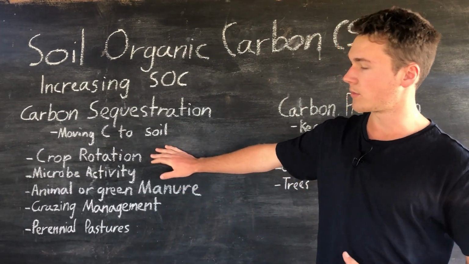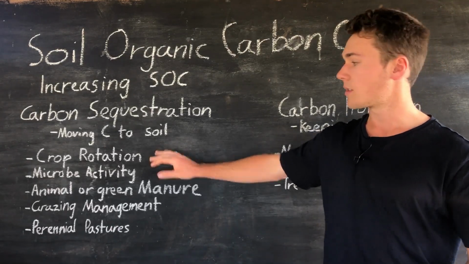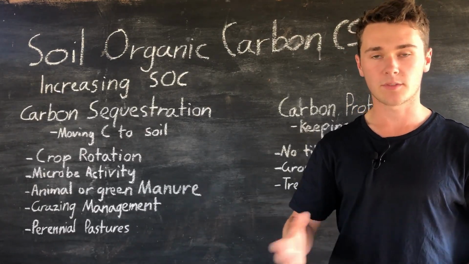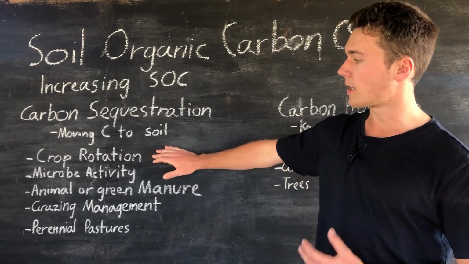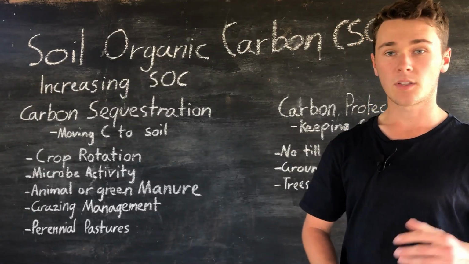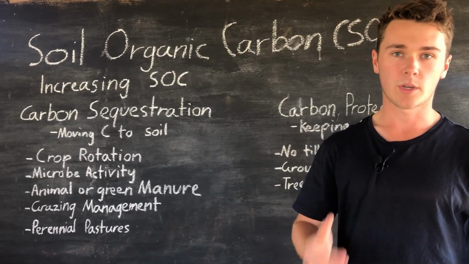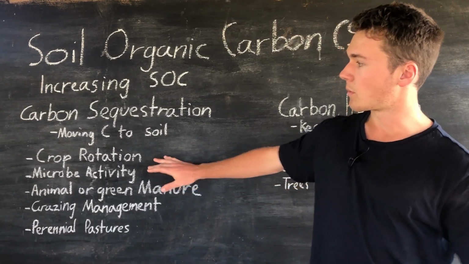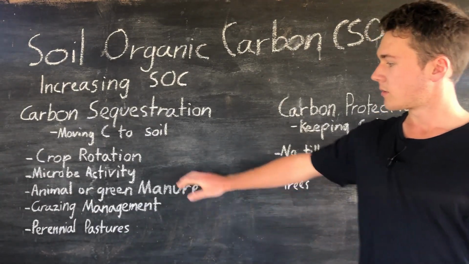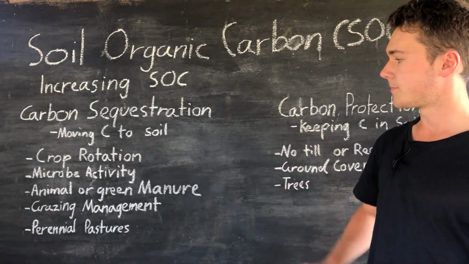Another way of doing this, I guess, is increasing your biodiversity within your pastures. If you have a really wide range of pastures, with lots of different diversity, you won't really need crop rotation, as all the different crops are almost within that pasture. The next one is microbe activity. We know microbes are responsible for decomposing organic matter, and without these guys, we won't be able to decompose, say, plant matter or animal matter. So it's really up to these guys to move our organic matter into soil organic matter.